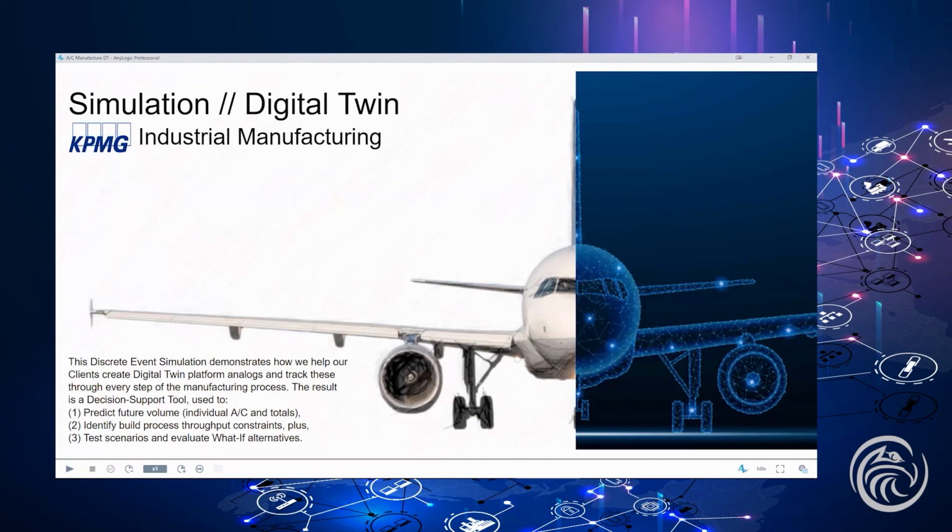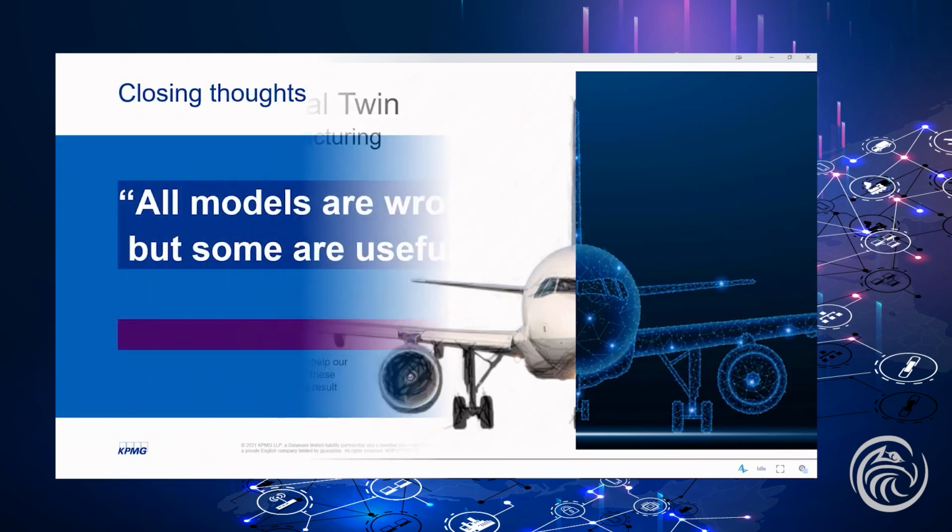So build times, anticipated production dates for each individual aircraft, plus aggregate totals. We also use it to evaluate the build process itself and help us identify constraining steps. Finally, we use it to test scenarios, ranging from COVID-related absenteeism and reduction in workforce efficiency to COVID-related interruptions of the underlying supply chain. And most importantly, we use it to help our clients evaluate what-if alternatives and various potential corrective actions that they can take, first in simulation and then on the production floor.